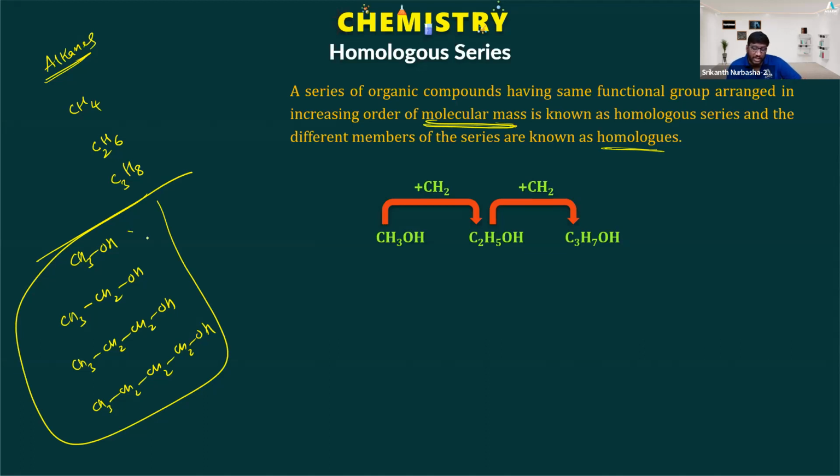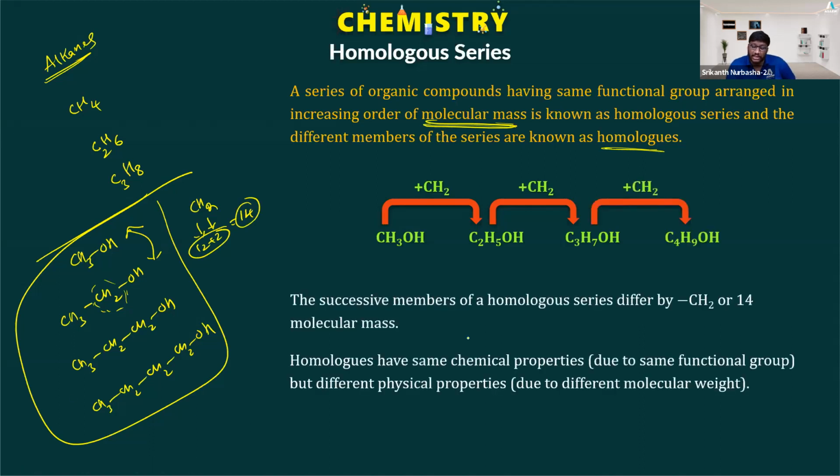Between CH3OH and CH3CH2OH, this is the CH2 which is extra. So CH2 has a molecular mass of how much? Carbon has 12, 2 hydrogens is 2. So that means a 14 units difference. Yes or no? The successive members of a homologous series differ by CH2 or 14 molecular mass.